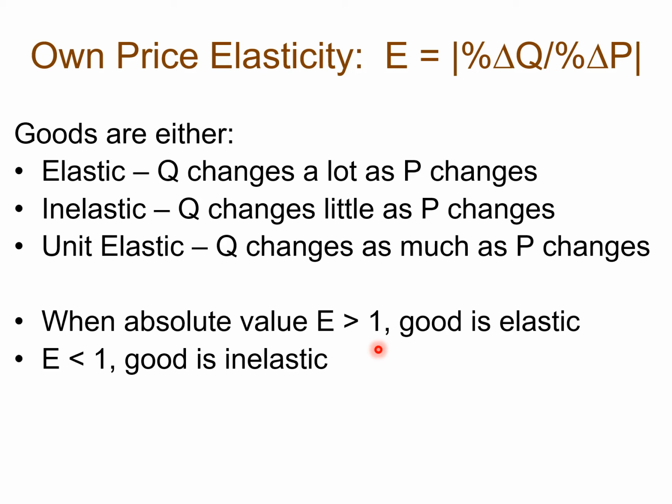When the value of E is less than 1%, it is inelastic. In other words, when price changes, demand does not change all that much. And then again, like I said before, when the value of E is 1, that simply means when the price increases by 1%, demand changes by 1%. So the change in price and change in demand are proportional. That is what we call unit elastic. Sometimes it's called unitary elastic.